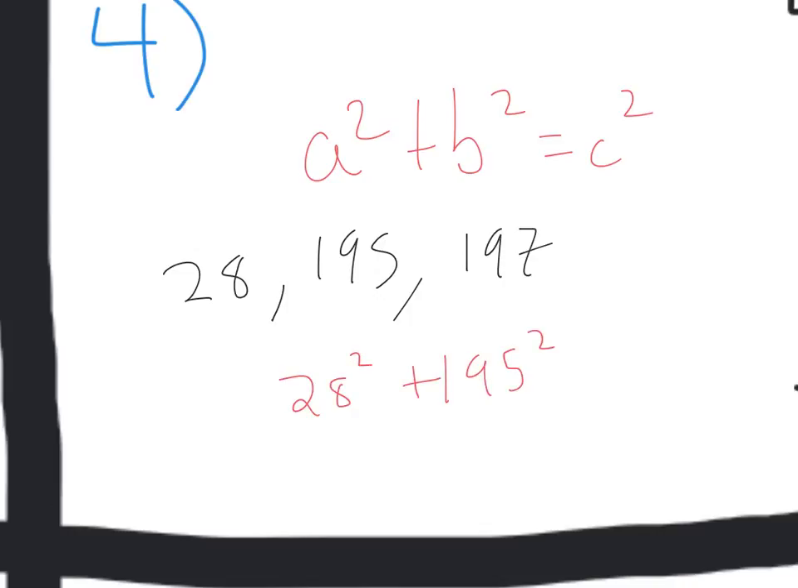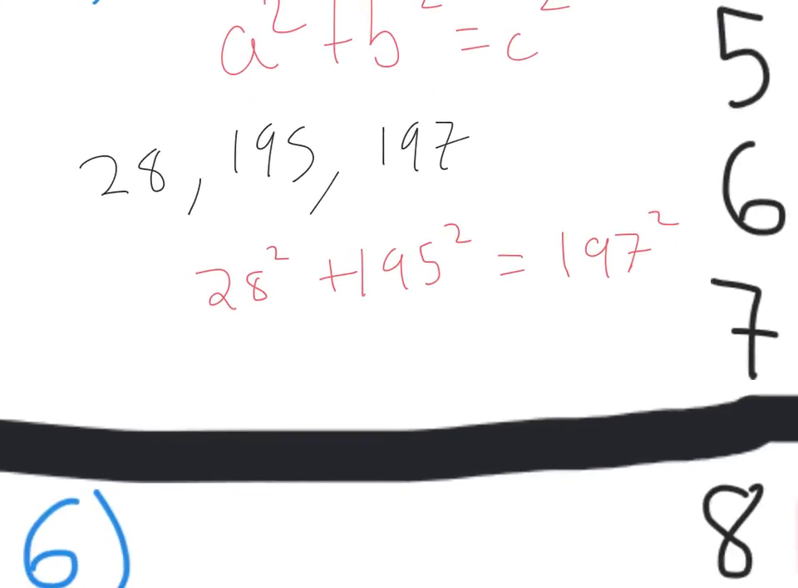28 squared is 784. 195 squared is 38,025, and that should equal 197 squared, which is 38,809.